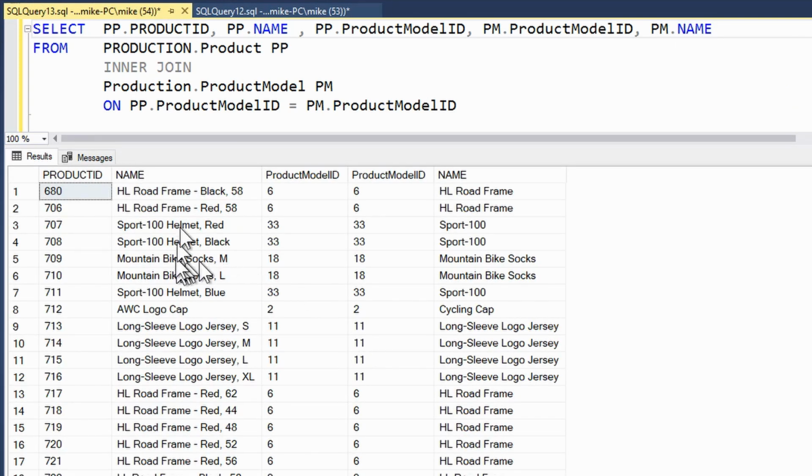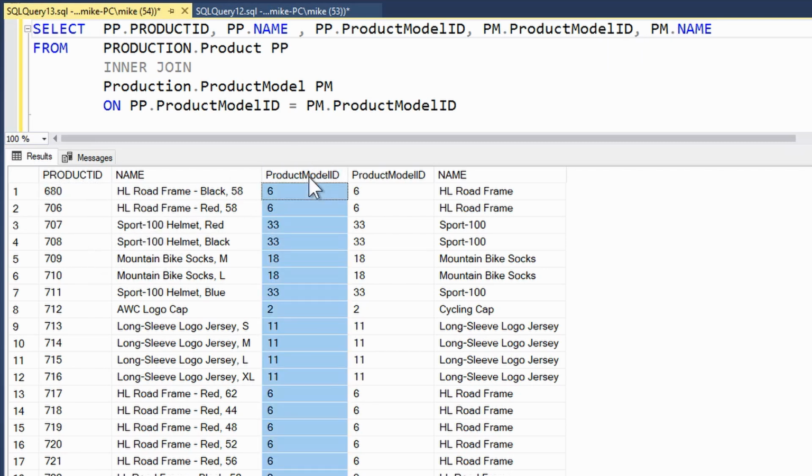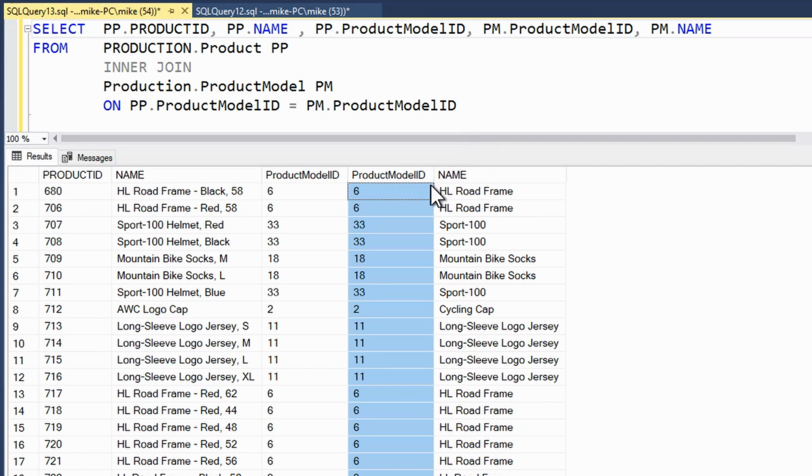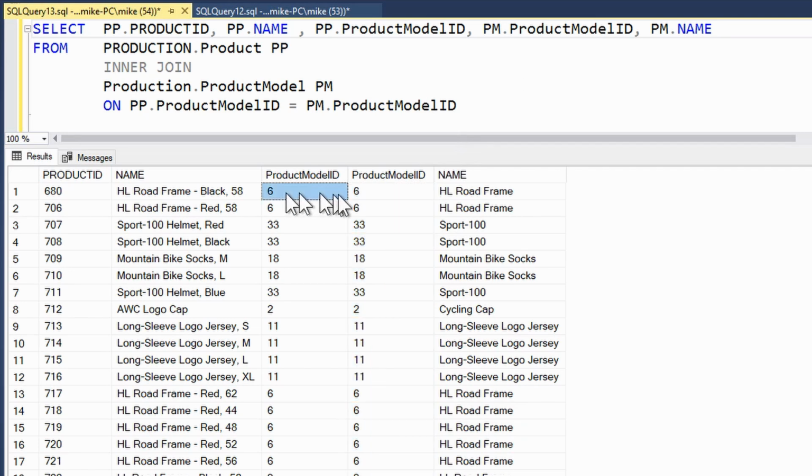Okay, what have we got? We've got some columns from column A and something from column B. Again, sounds a bit like a Chinese menu. But what we've got is some columns from the product table and some columns from the product model table. Product ID, name, that is the model ID from the product table. We can see it up there. And that is the model ID from the product model table.